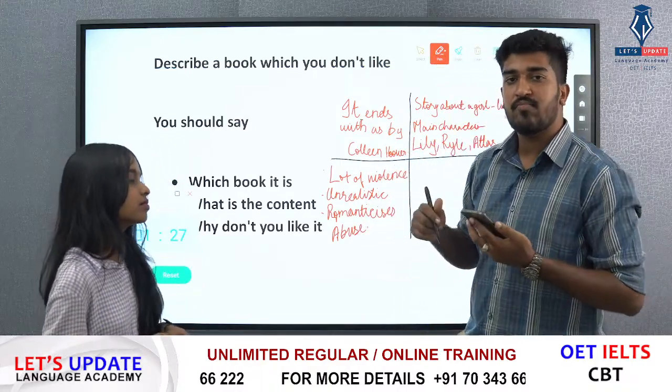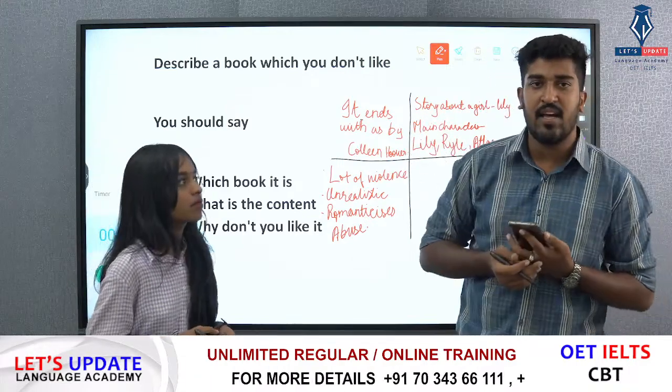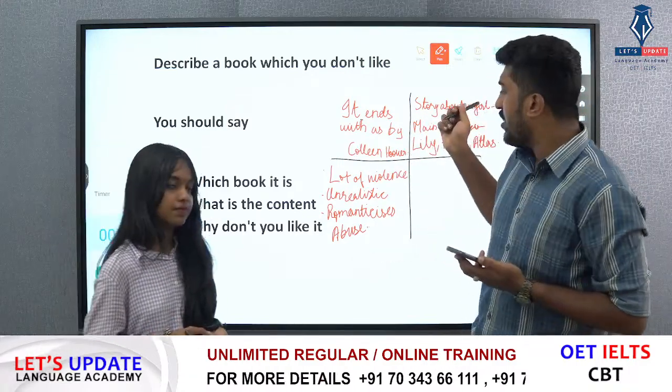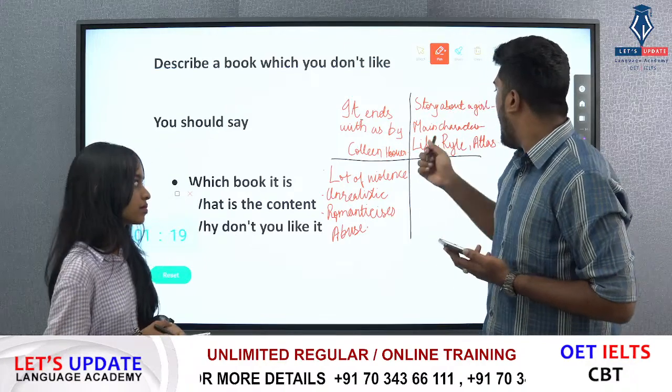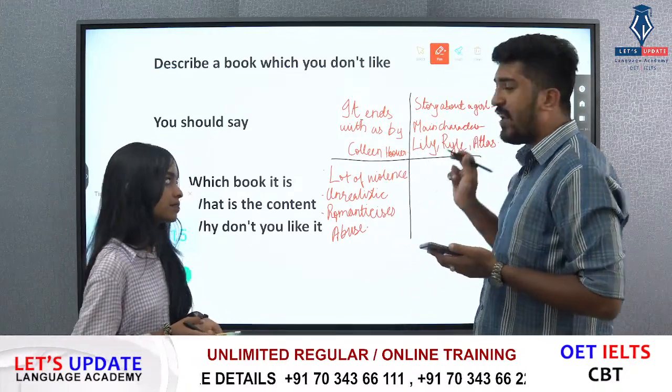The main content of this book is that it is a story about a girl called Lily. And the main characters in this story are Lily, Ryle, and Atlas.